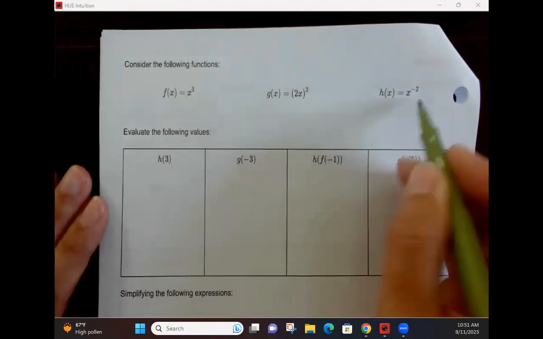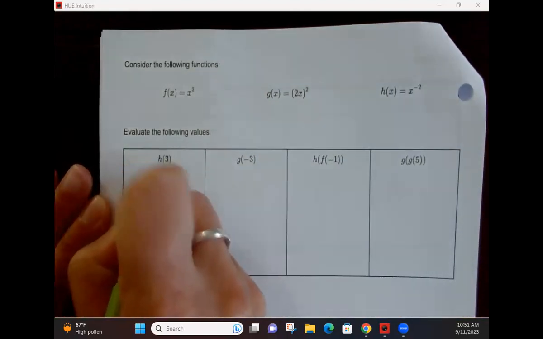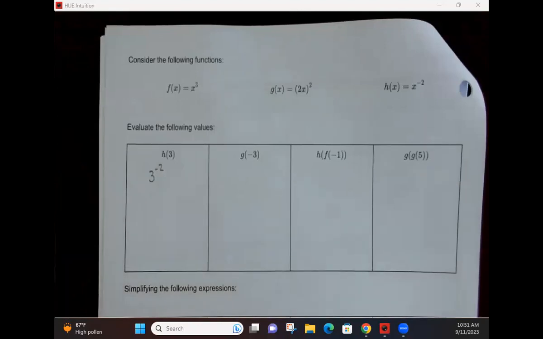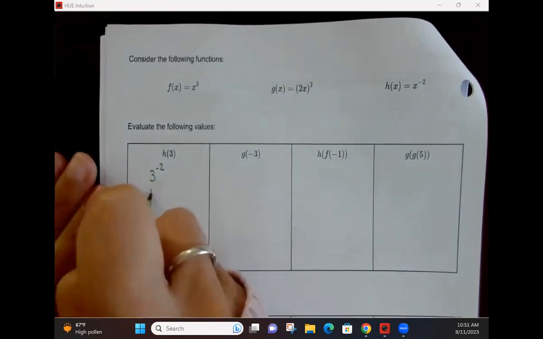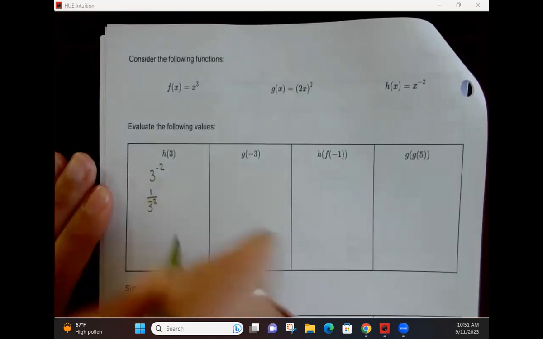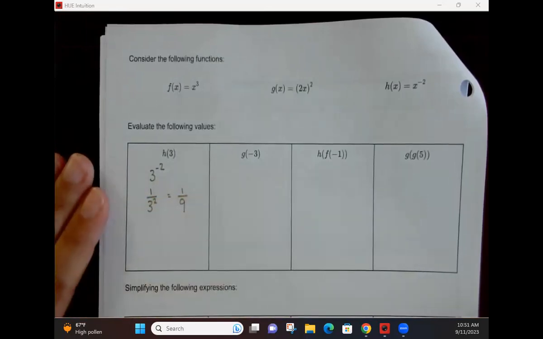Perfect. So I find h of x and we plug in 3 for x. So this would be 3 to the negative second. And now I want to simplify each of these as much as I can. So what does that negative exponent tell me to do? Negative exponent. Take the reciprocal, right? So this would be 1 over 3 squared, which would be 1 over 9. We're always simplifying as much as we can.